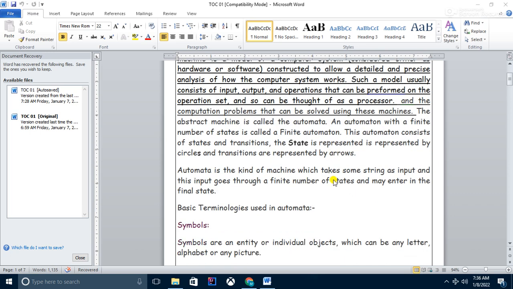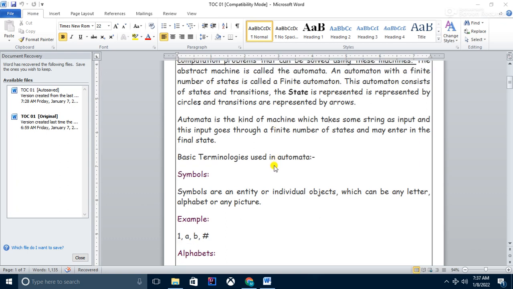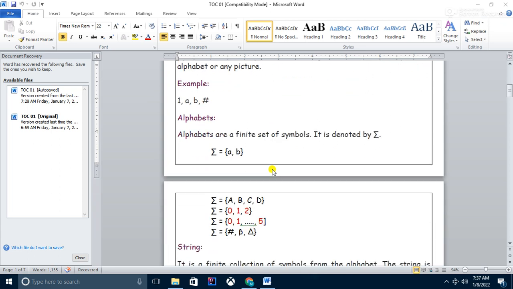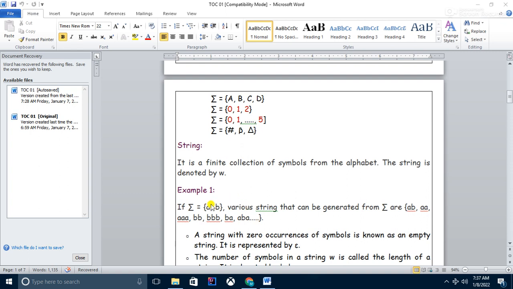So we have seen that in finite automata, the basic terminology is that it has a number of states, and it operates based on certain inputs, and goes from one state to another state. The basic terminology used in automata are symbols like alphabets or digits, and the set of alphabets or digits is denoted by a symbol called sigma. It may be a collection of alphabets, digits or symbols. And by using those alphabets, we are going to construct strings.